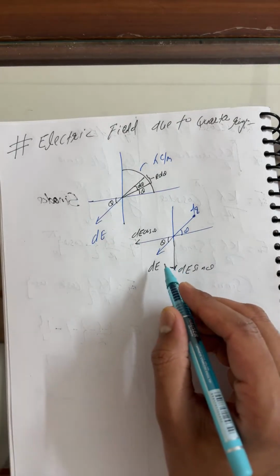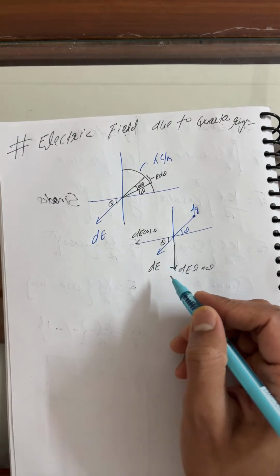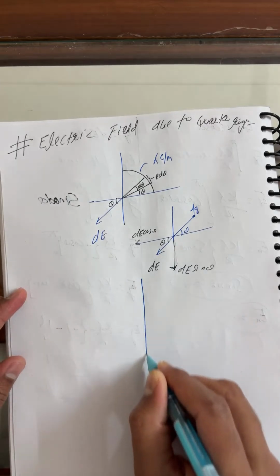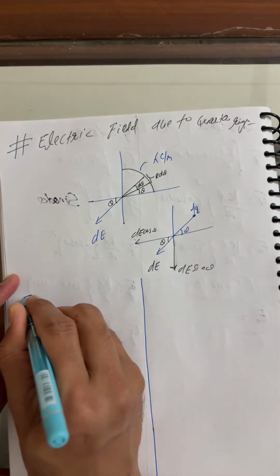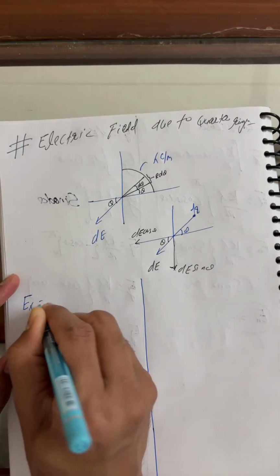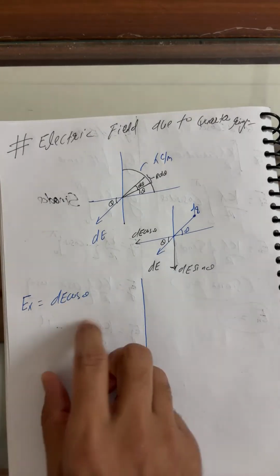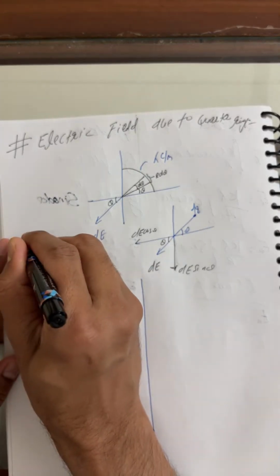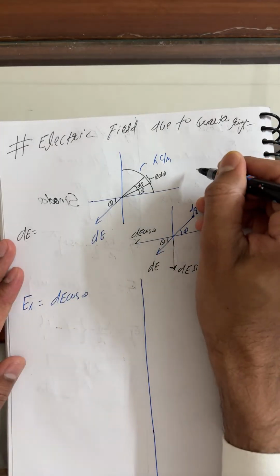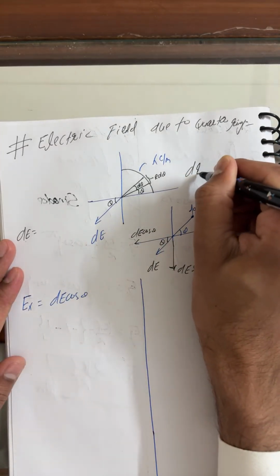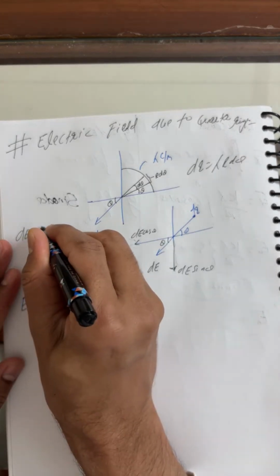Now again we can take Ex and Ey. I'll solve here individually. So this is Ex, no need to take direction. So Ex is what? dE cos theta. We have to find dE over here. So how can we get dE? Simple. dq first, right? dq is what? Lambda r dθ.